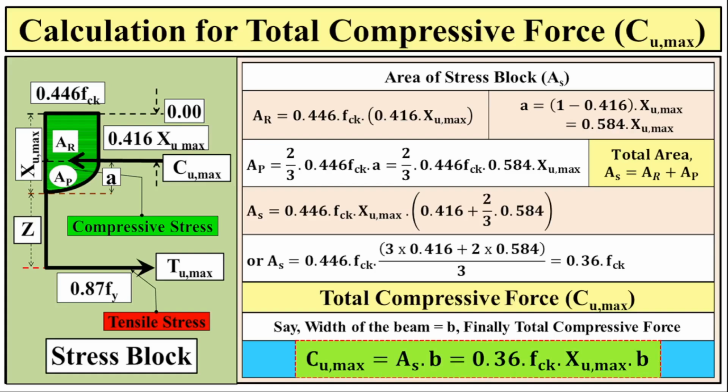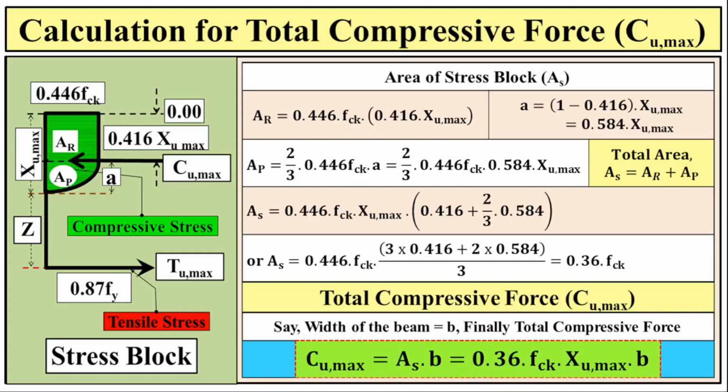Let the height of the parabolic area AP be denoted as A. Then, A equals xu max minus 0.416 xu max, which simplifies to 0.584 xu max. The area of the parabola, AP, is calculated as 2/3 of 0.446 FCK multiplied by 0.584 xu max. The maximum compressive stress is represented as 0.446 FCK. The depth of the neutral axis, xu max, is a crucial parameter.